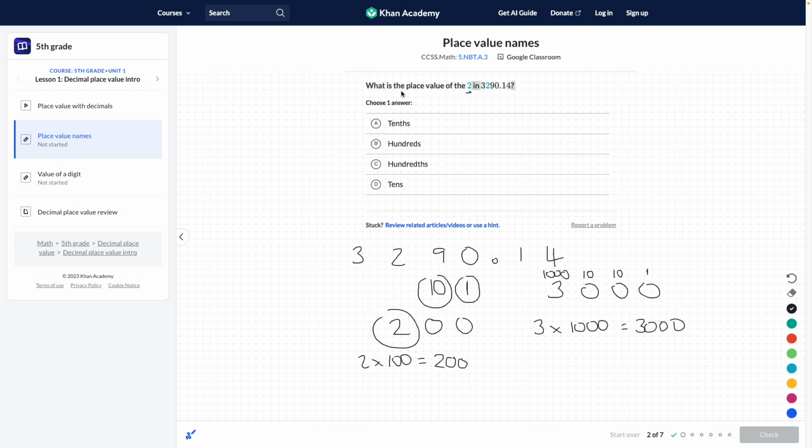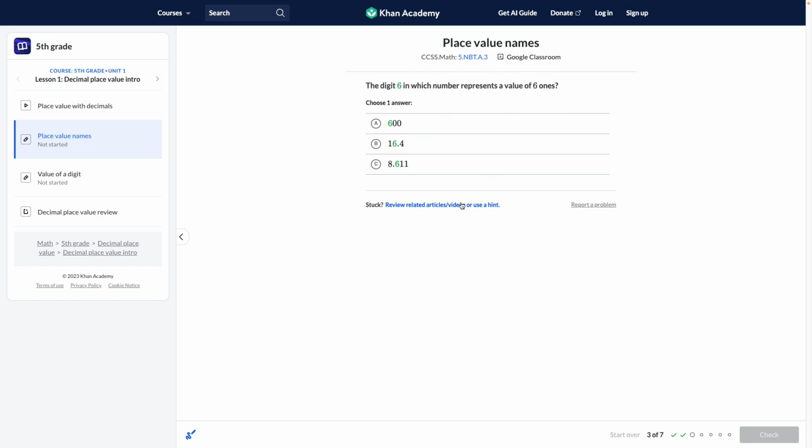So what is the place value of the 2? Well, we now know that it's 2 times 100. So we've got the tenths? Well, that's not correct. The hundreds? Well, we know that this is the hundreds. Hundredths is a decimal place. And the tens, well, we know this is the tens. So it's the hundreds, not the hundredths, because that's a decimal.